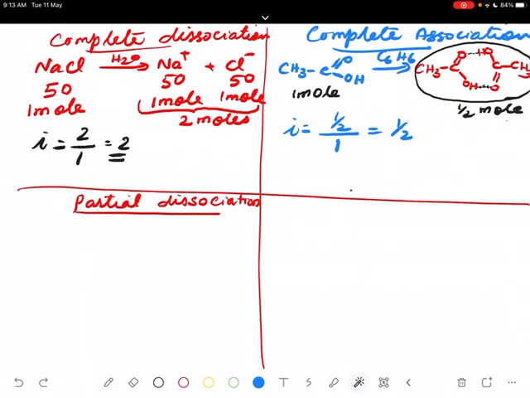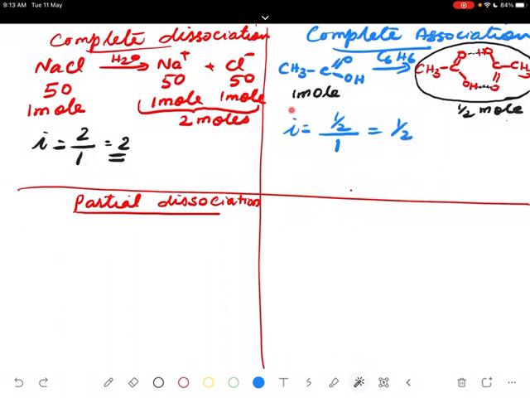So in the first case we learned what? Complete dissociation. Now it is complete association. Total number of moles after dissociation divided by total number of moles before dissociation, that is this one. Now here total number of moles after association, this is half divided by 1. So I is equal to half.